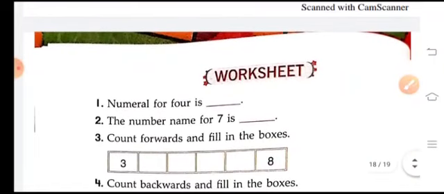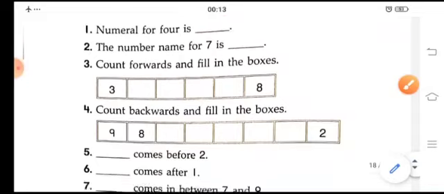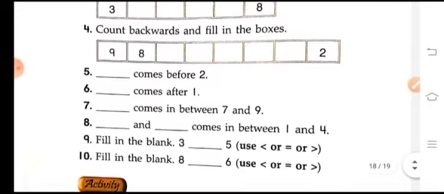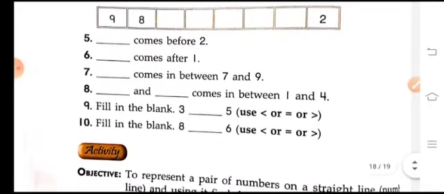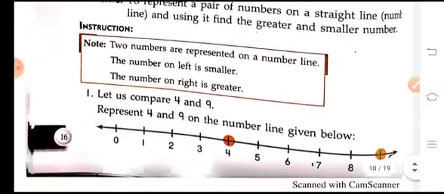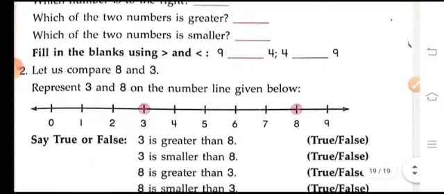Now the worksheet comes, children. Now the numeral for 4, how do we write 4? This. Okay. The number name for 4, you are going to write here the number name, then counting forwards and counting backwards. Then what comes before, what comes after, what comes in between, then do the greater and less than. So do all these exercises, children, in your copy. Okay, and submit your copy in school through WhatsApp. Okay, children.